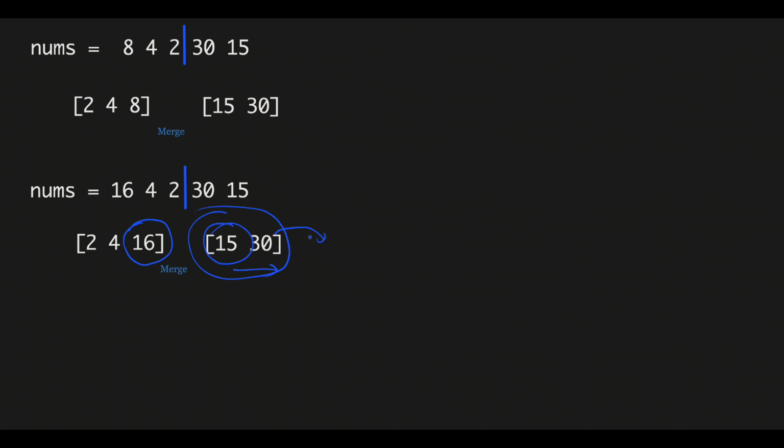So this optimized approach reduces the time complexity to O of n, because now we are just going through this nums array and finding the maximum value in the current group and setting it as previous maximum value for the next group. So now let's jump into the code part.